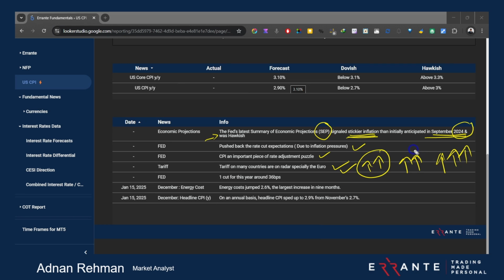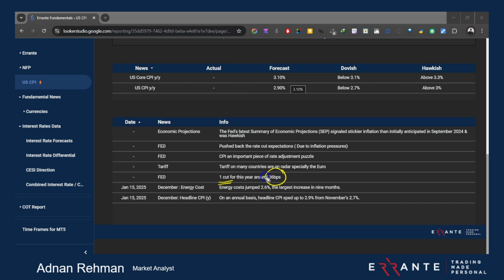And then suddenly Powell jumps into the market and says, hey, we were doing better, but this tariff story has put inflation out of our range. So this is something very, very important. We need to keep this in mind. And what the Federal Reserve is saying is that it's seeing one rate cut for this year and a maximum of 36 basis points of rate cuts.